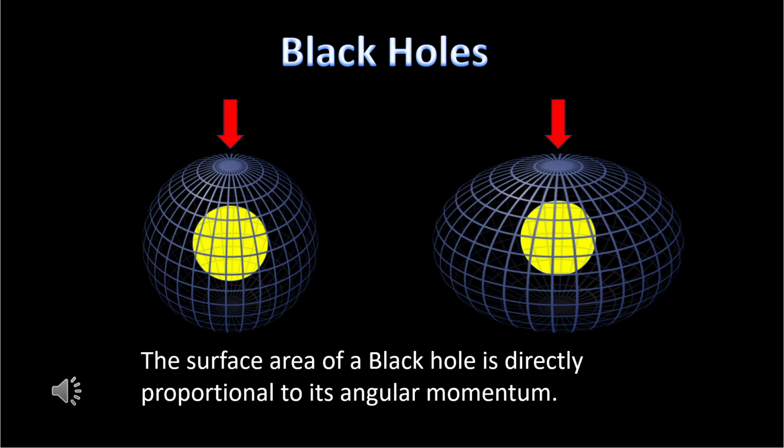A non-rotating black hole consumes space equally from all directions. Therefore, we can calculate the force of gravity around a black hole as equal to the surface area of a sphere. However, as the spin of a black hole increases, so too does its angular momentum. With increasing angular momentum, the distribution of space around a black hole changes, and we need to calculate the surface area of a rotating black hole using the surface area of a spheroid, proportional to its angular momentum.